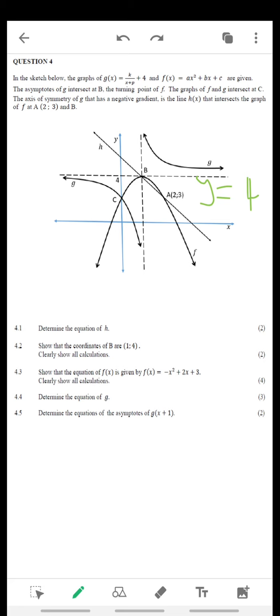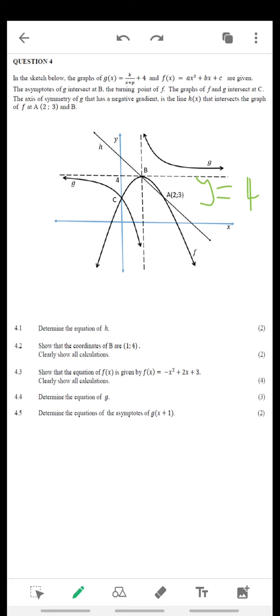and a parabola. In the sketch below, the graphs of g and f are given. So when you look at the graph of g, we already know what the horizontal asymptote will be, and that will be y equals plus 4. The asymptotes of g intersect at B. So the vertical and the horizontal asymptote of the hyperbola intersect at B. And B is the turning point of f.